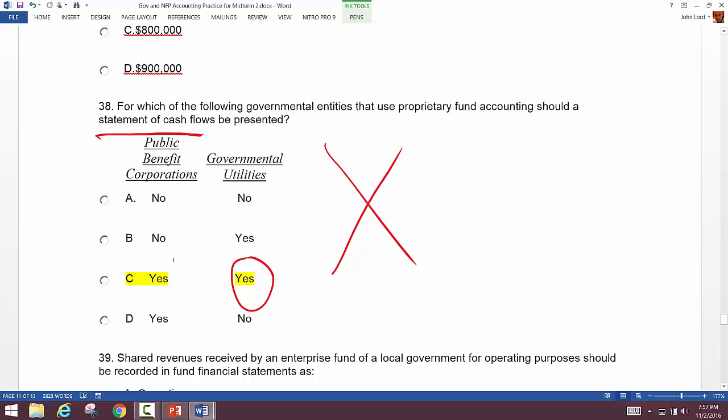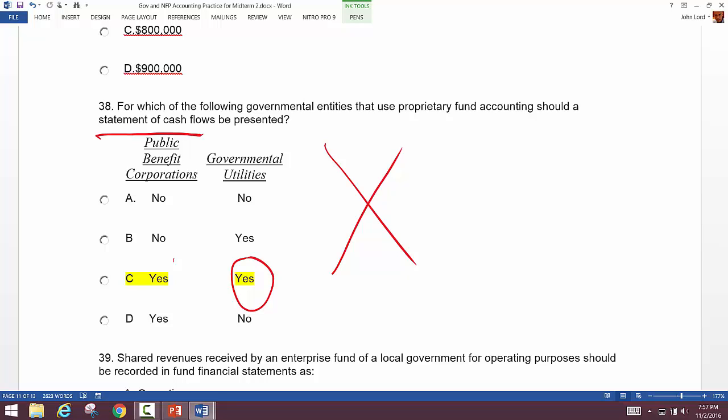Okay, I guess. Who knows? I don't know what this thing is supposed to be. And I don't like these questions that have me guessing as to whether or not something's an enterprise fund or not. I mean, if they want to test that I know whether or not this is an enterprise fund, then they should step up and ask me the criteria.